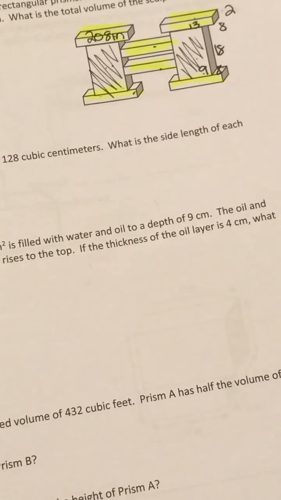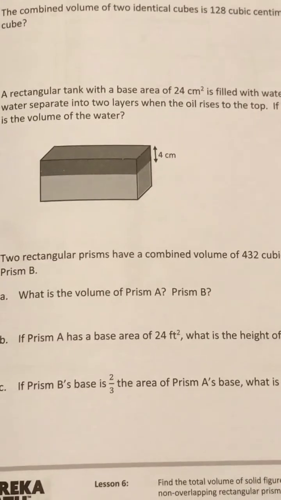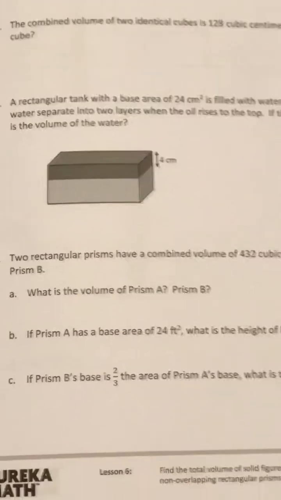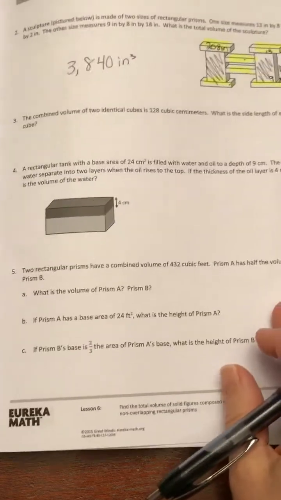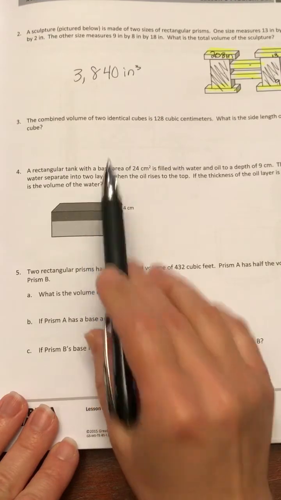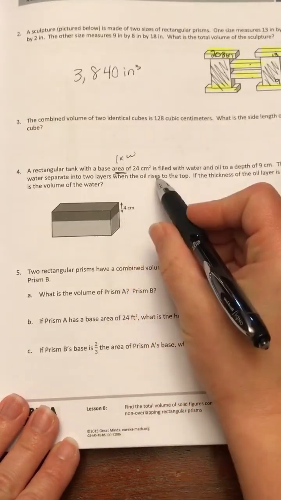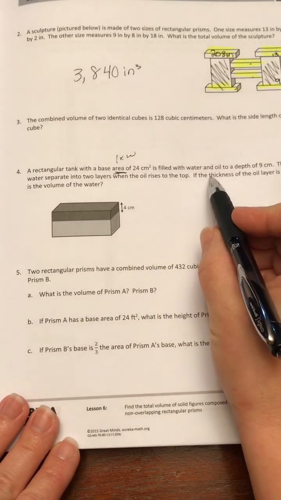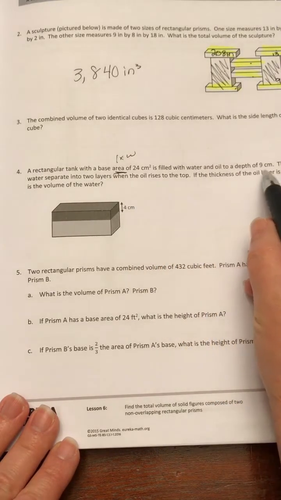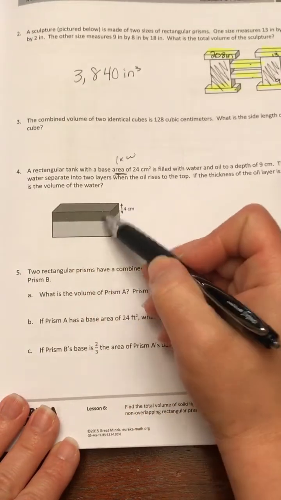All right, and we're going to do one more today, and we're going to do number 4. So you can read this in your book. I don't have it. There we go. Scan. There we go. A rectangular tank with a base area, so that's the length times the width, of 24 centimeters, is filled with water and oil to a depth of 9 centimeters. The oil and water separate into 2 layers.